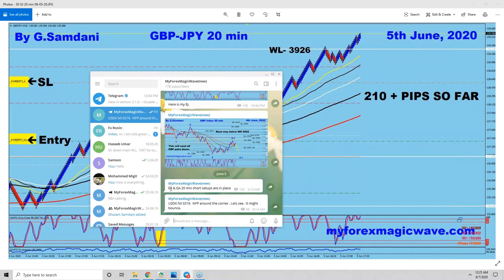For example, this one message is: Euro Aussie and Pound Aussie 20-minute short setups are in place. And I took them and I showed you my trades. That's what it is. So this is the Telegram channel. I showed you my FF.